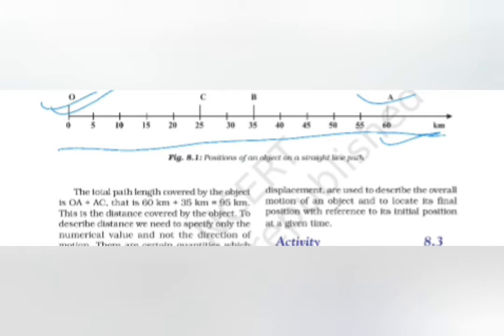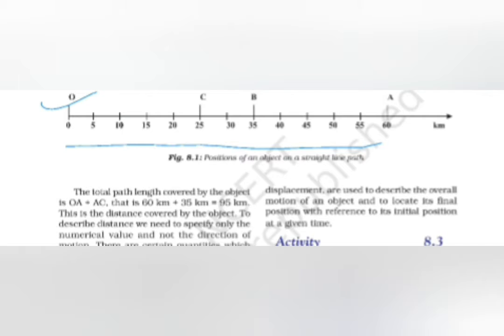Here both distance and displacement are the same, 60 kilometer. Displacement can be equal to distance, but usually displacement is shorter than distance. Displacement can be 0, but distance cannot be 0. We will look at these facts later when we study scalar and vector quantities. So suppose now from 60 kilometer, the body moves back. From O, it started, reached A, covered a distance of 60 kilometer, and the displacement is also 60 kilometer.